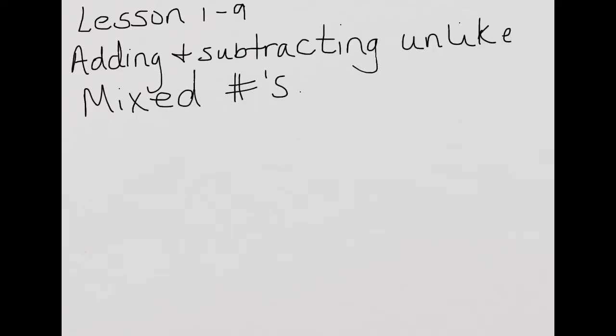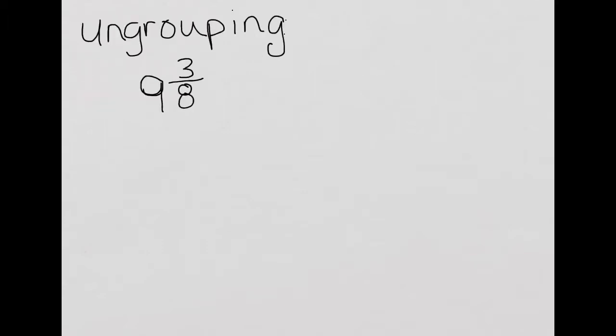Adding and subtracting mixed numbers with unlike fractions is complex. It requires finding equivalent fractions, adding or subtracting the whole numbers and fractions separately, and ungrouping if necessary for subtraction. Then we need to simplify at the end. We're going to look first at ungrouping fractions.